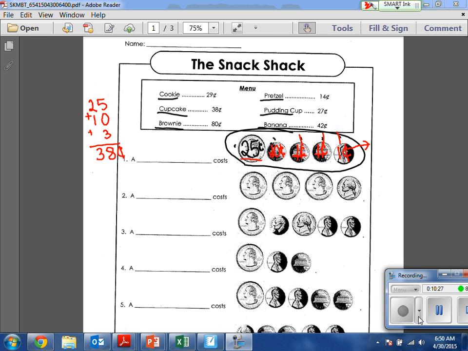So now we have to look up here and see which one of these things equals 38 cents. If you looked close enough, you'd see that it's a cupcake. So we're going to put cupcake because this is 38 cents right here and a cupcake costs 38 cents. Let's try one more together.